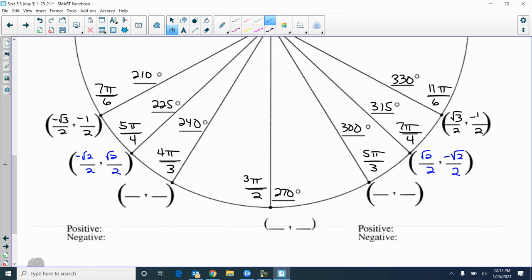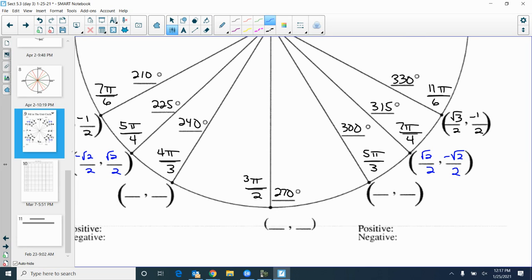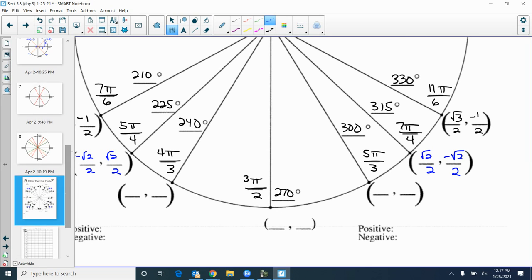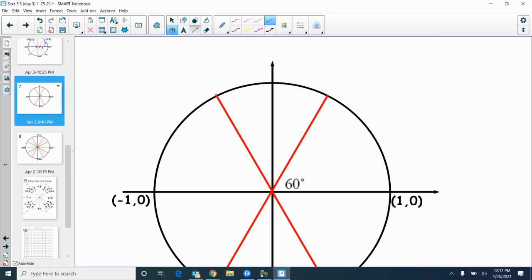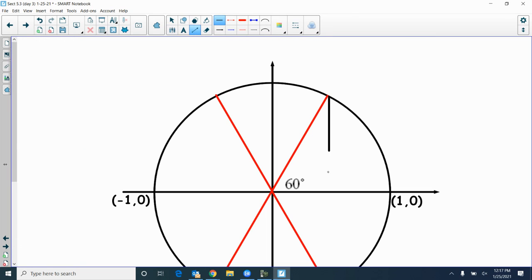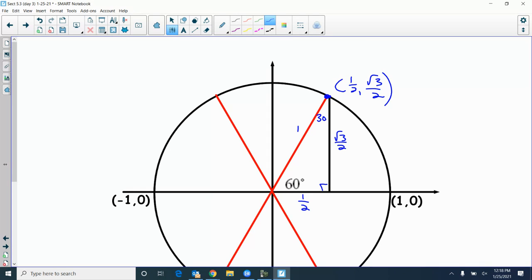It has a reference angle of 60. If you take a look at the figure here and I drop the perpendicular down, I create a 30, 60, 90 triangle. Hypotenuse is 1. The side across from the 60 is square root of 3 over 2. The side across from the 30 is 1/2. So that point becomes 1/2, radical 3 over 2.